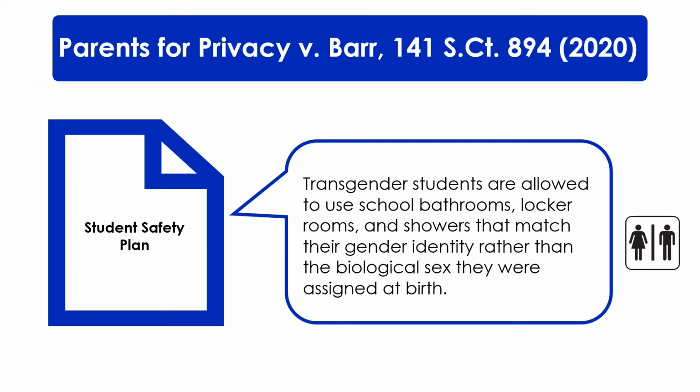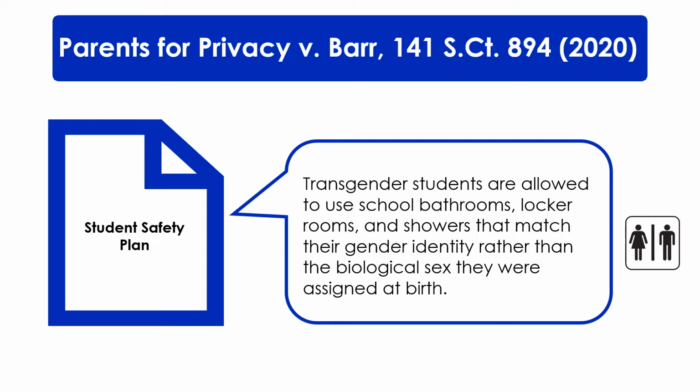Here is an example. A school district developed and implemented a student safety plan, which included a policy that allowed transgender students to use school bathroom and locker facilities that match their self-identified gender in the same manner that cisgender students use those facilities. A group of parents brought this policy to court, alleging that the policy violated constitutional rights, including the right to privacy, the parental right to direct the education and upbringing of one's children, and the right to freely exercise one's religion.